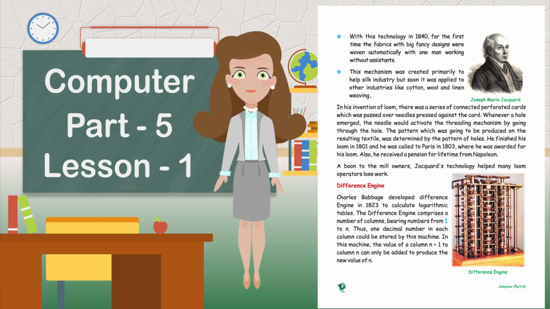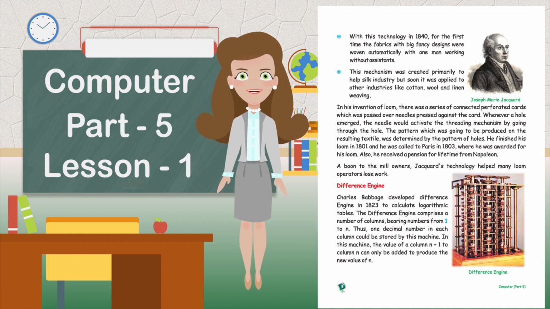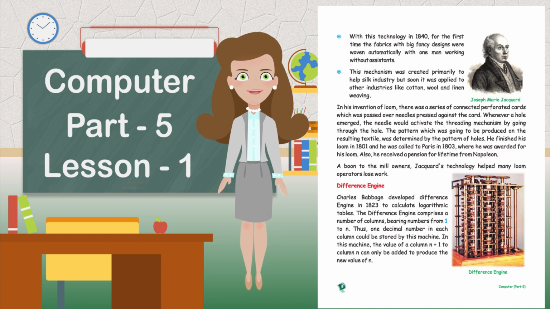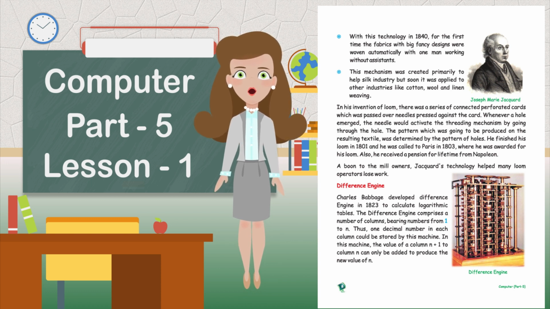Difference engine. Charles Babbage developed difference engine in 1823 to calculate logarithmic tables. The difference engine comprises a number of columns bearing numbers from 1 to n. Thus, one decimal number in each column could be stored by this machine. In this machine, the value of column n plus 1 can only be added to column n to produce the new value of n.